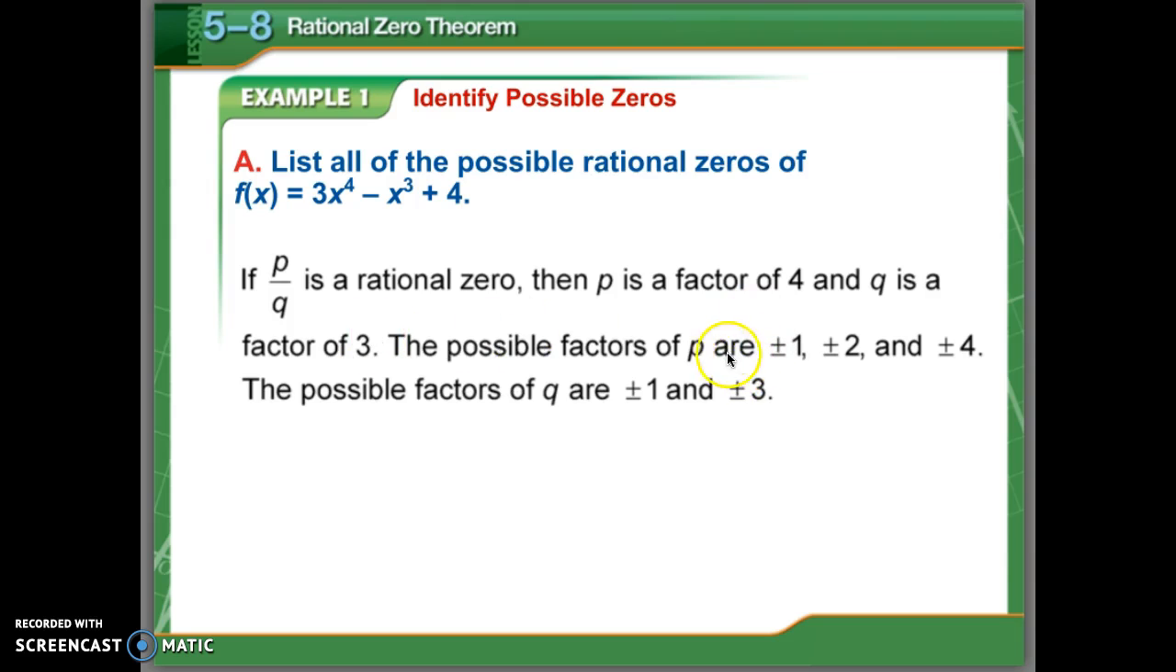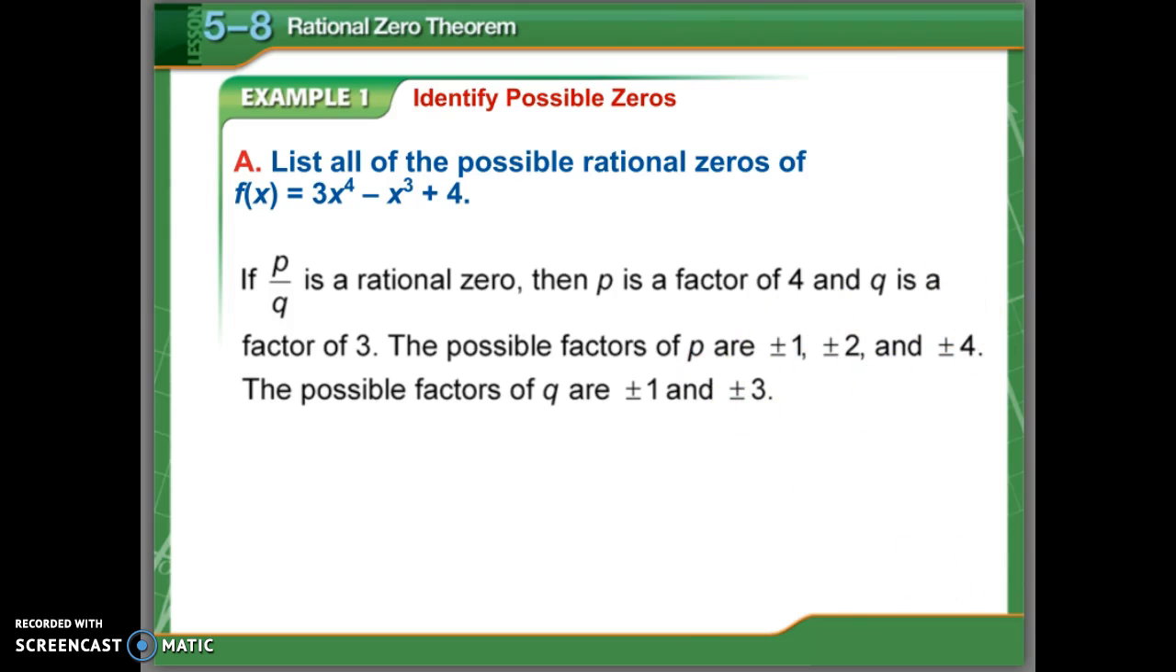So the factors of p, of the 4 value, you could have plus or minus 1, you could have plus or minus 2, you could have plus or minus 4, because 1 times 4 would give you 4, and 2 times 2 would give you 4, and then -1, -4, and -2 times -2. For 3, you would just have 3 times 1, so you'd have plus 3 and plus 1, and -1 and -3.